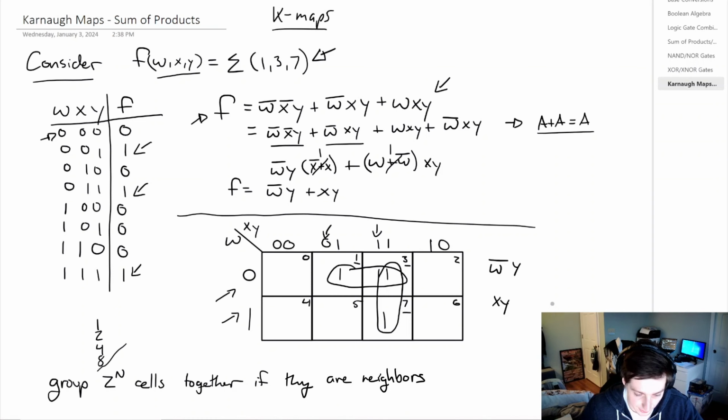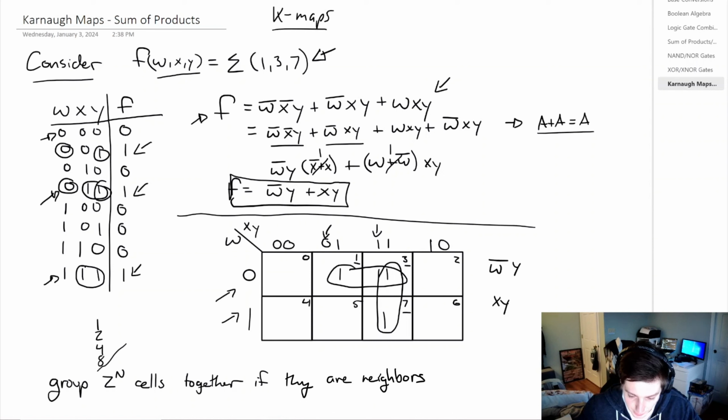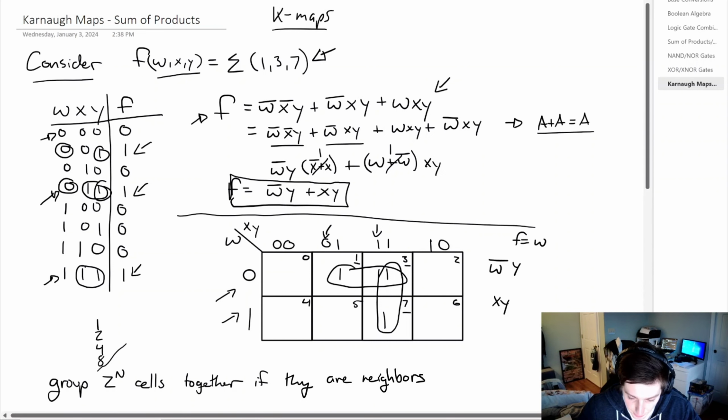And if we look back at the truth table, you can see that when x and y are equal to 1, no matter what w is, we get a 1. So now from these 2 terms, what we can do is say that f is equal to w bar y plus xy, which is exactly what we have from the Boolean simplification.